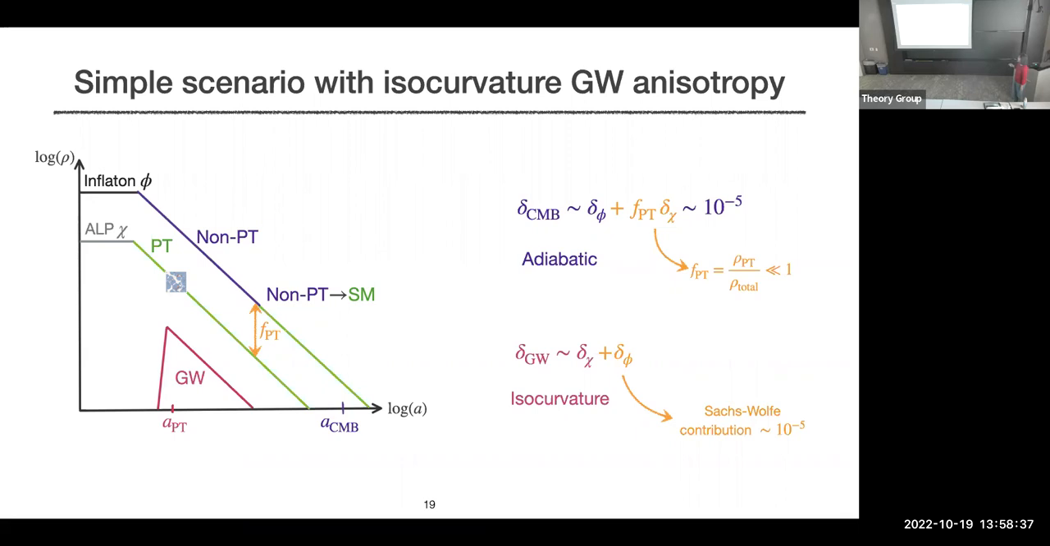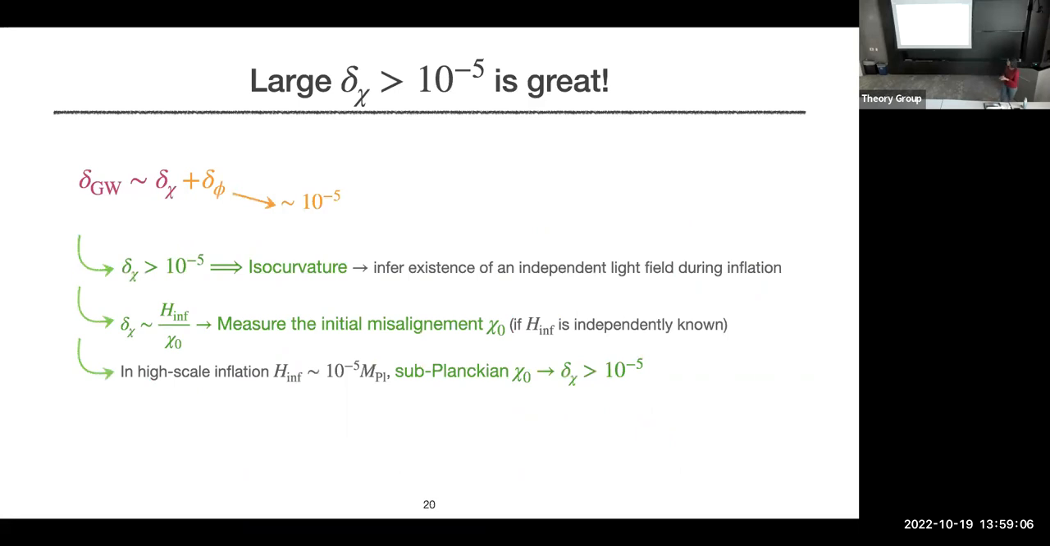And similarly, the gravitational waves have this infection from the fluctuations of the non-PT sector, or delta phi, and that's just the Sachs-Wolfe kind of contribution at the level of 10 to the power minus 5. And we'll see that these infections actually give us constraints and will be important when we analyze the scenario. For example, let's focus on this to figure out what is the interesting range of delta gravitational waves that tells us anything about our chi field.